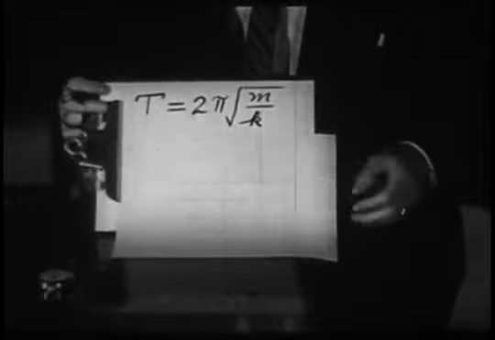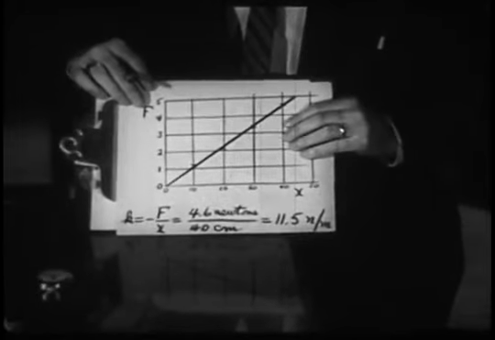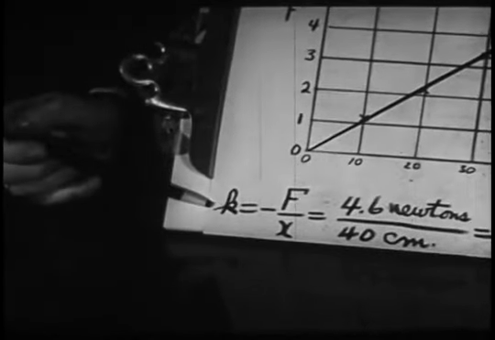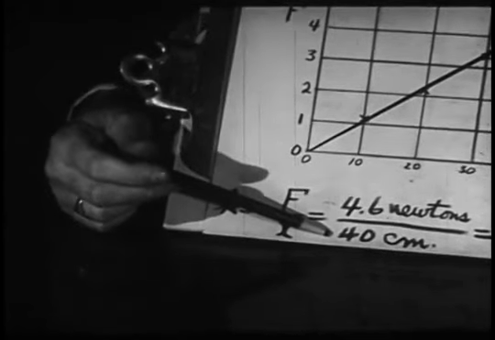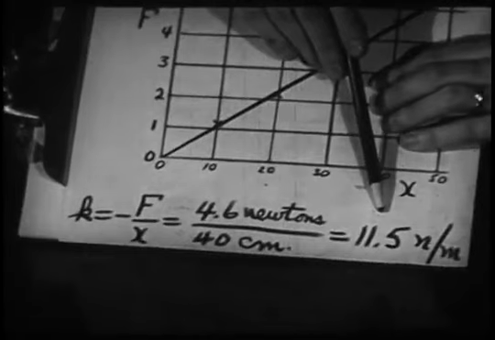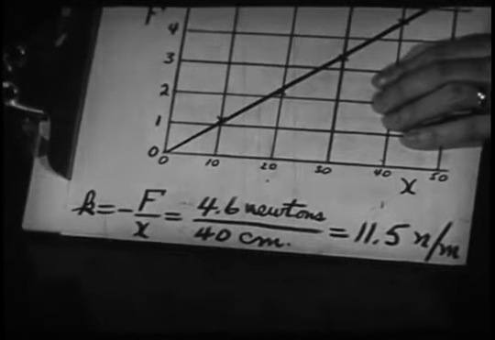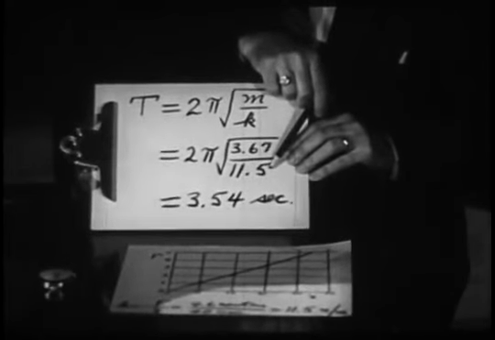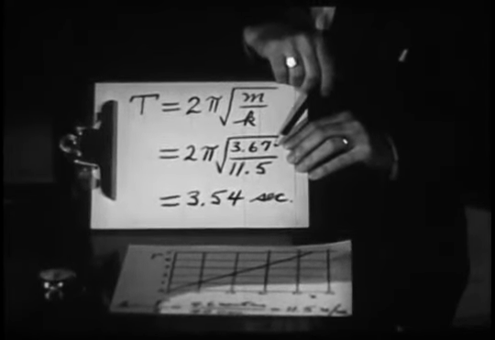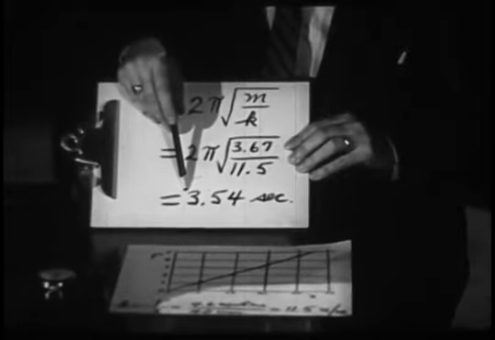I've been doing some calculations for this particular simple harmonic motion of this puck. First of all, from the data that we had before, I calculated the force constant k. A force of 4.6 newtons gave a deflection of 40 centimeters, or 0.4 meters, so that the spring constant, or force constant, is 11.5 newtons per meter. Then I used that in here for force constant. I weighed the puck. Its mass was 3.67 kilograms. Then I did the arithmetic, and the period came out to be 3.54 seconds.